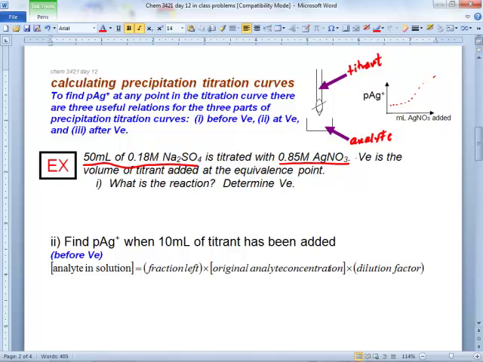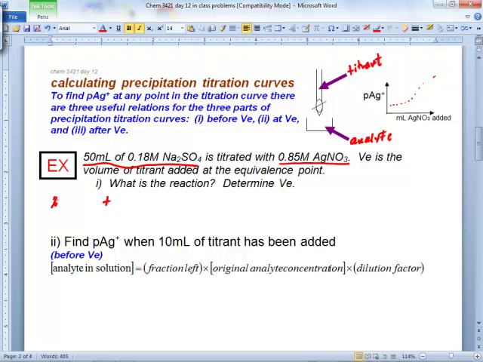So VE is the volume of titrant added at the equivalence point. That's what I call VE, and that's what the book calls VE. Let's start out with the reaction. We're adding some silver nitrate from the burette. It's supposed to react with sodium sulfate, and we're supposed to get a precipitate. What are the reactants?